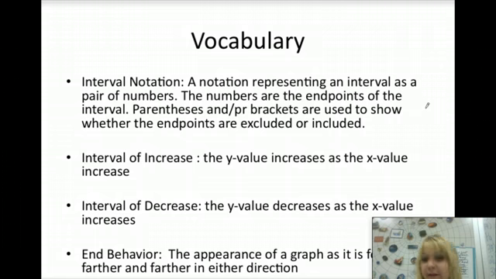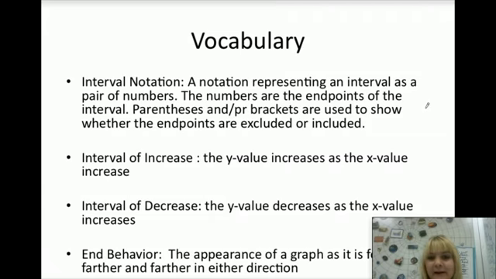Interval notation, and you have this on the sheet you received in class. If you did not pick one up, you don't have to, but you're welcome to use this to take your notes on. It is available for download on my website if you did not get one in class. So interval notation is a notation representing an interval as a pair of numbers. The numbers are the endpoints of the interval.